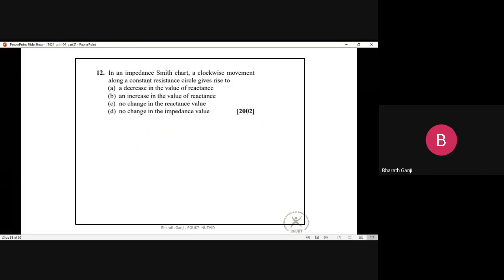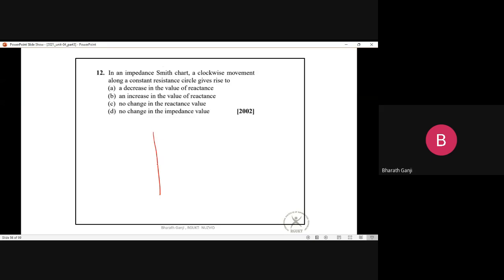Right. In an impedance Smith chart, a clockwise movement on the constant resistance circle gives rise to dash. A decrease in the value of reactance, an increase in the value of reactance, no change in the value of reactance, or no change in the impedance value. Yes, the reactance value increased. B, sir. Increase in the value, B. Okay, so let us try to get this answer.